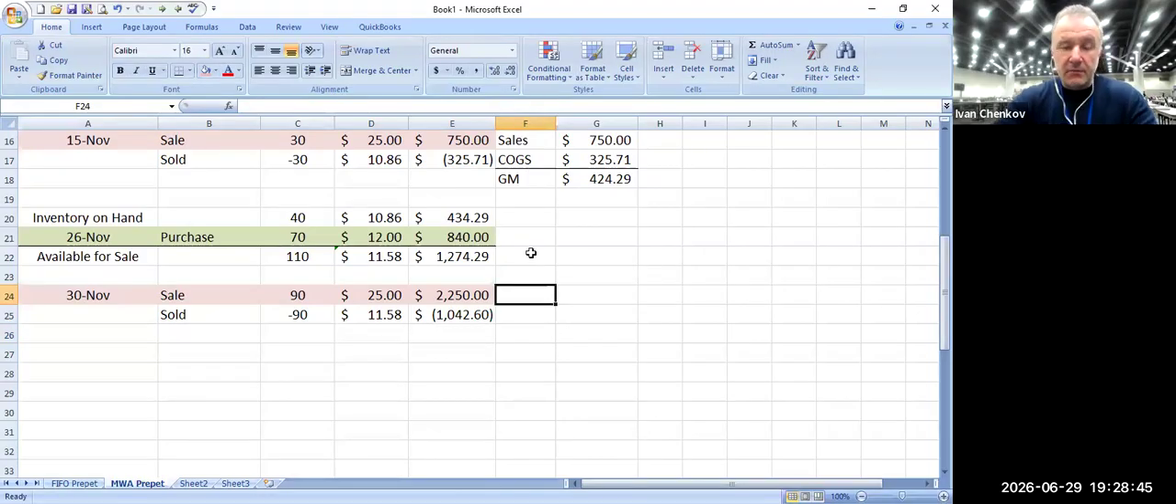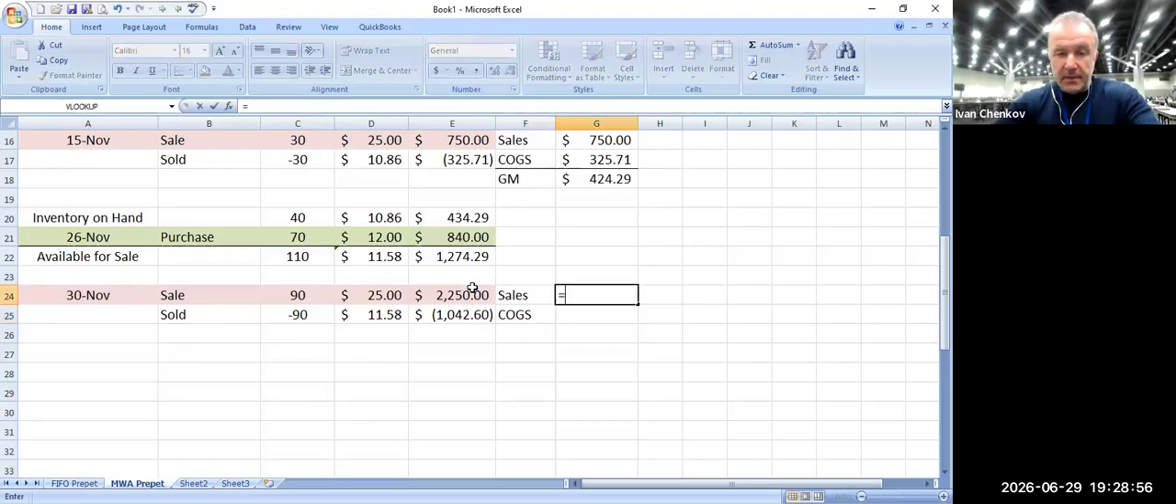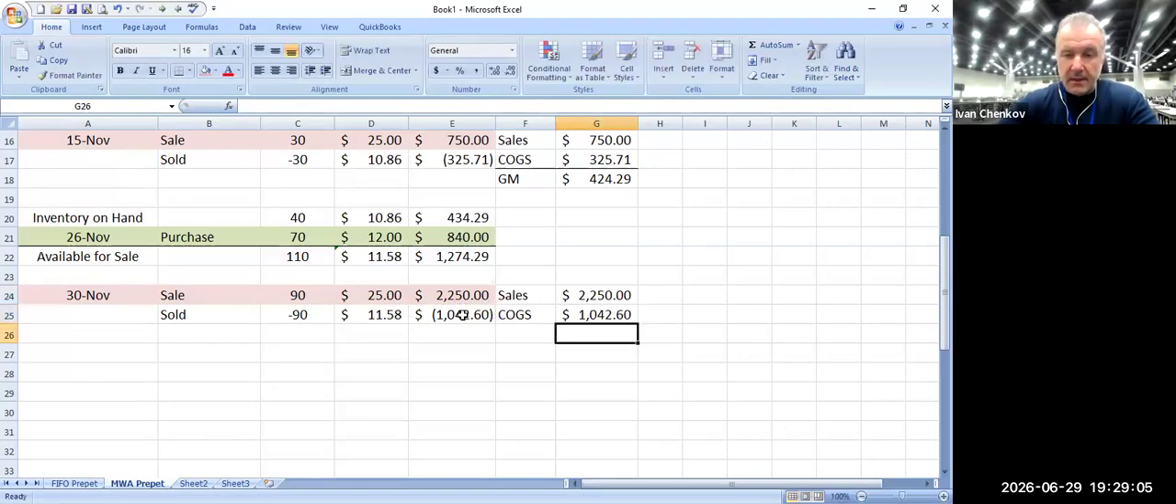So again, we can do the calculation. Sales, cost of goods sold, and our sales are going to be 2250. Cost of goods sold will be the negative of this number. Let's put it the proper way. And we can calculate our gross margin, which will be sales minus cost of goods sold.